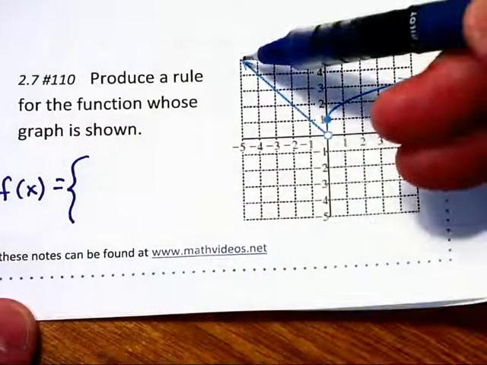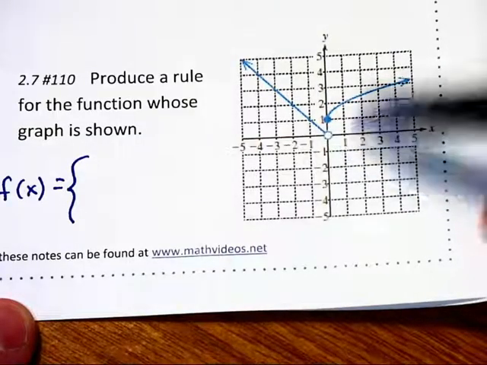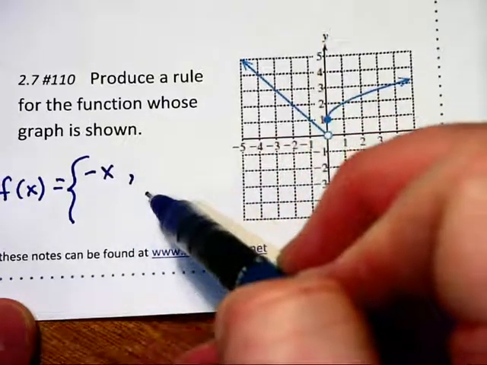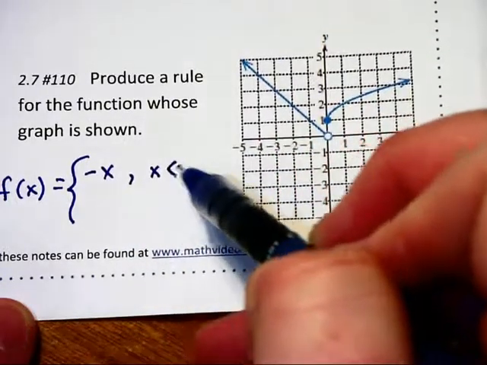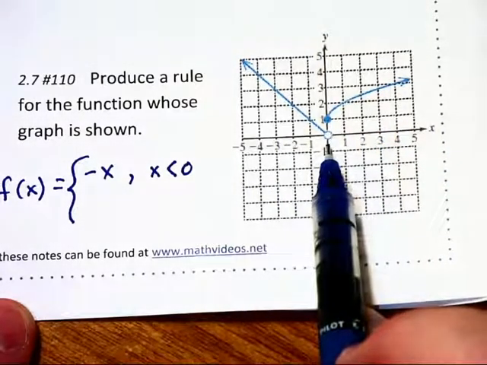Now the left part is a diagonal line. Notice it has a y-intercept at the origin. So that will be y equals -x, and comma, it is defined for x values less than 0. We know not to include the 0 because of the open circle there at the origin.